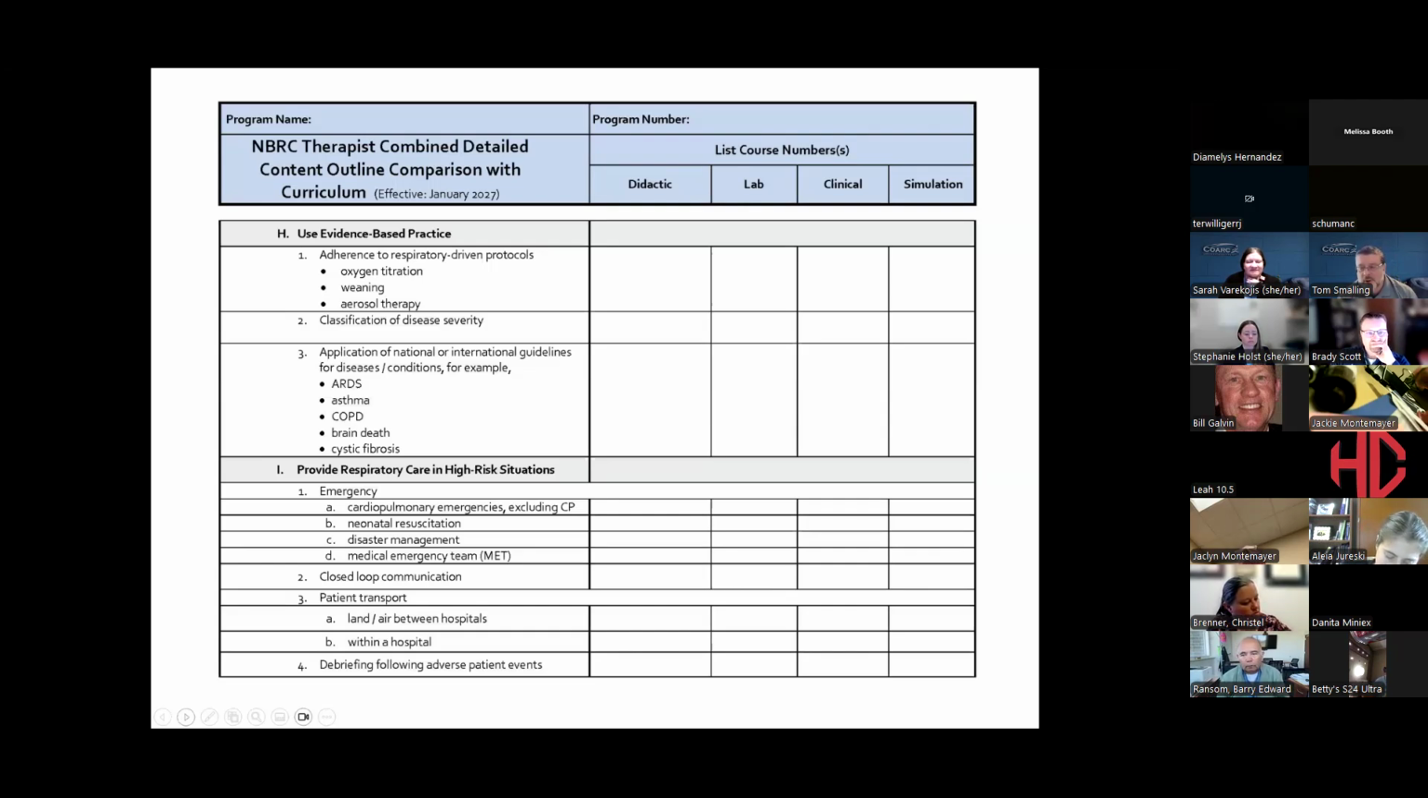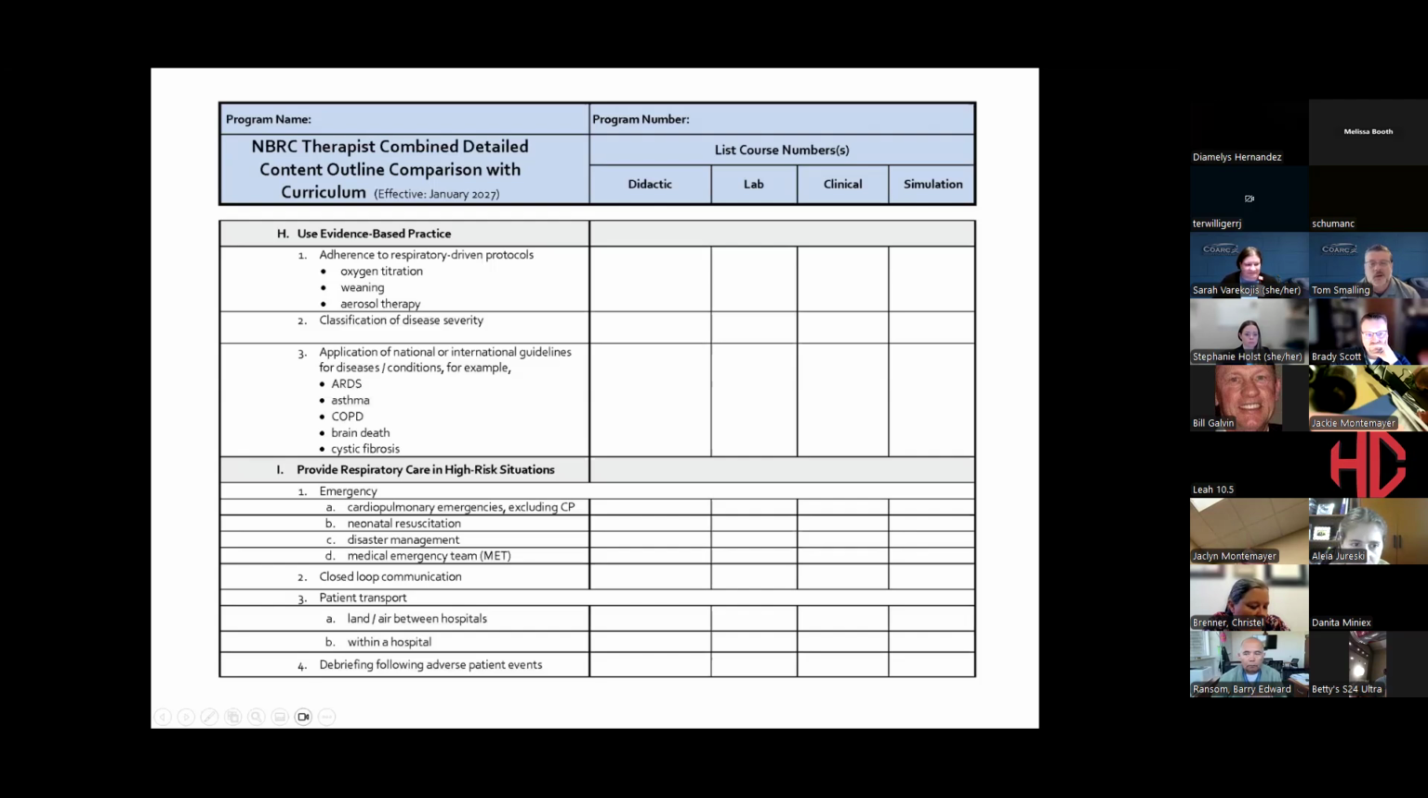My former program director did this years ago. It was not simulation, I will tell you, but he broke out the course. It wasn't one course program number. He listed our didactic courses, the lab courses, and the clinicals, and he got a better picture. Not just where are you teaching this, but how are you teaching this? How are the students receiving this information? And that can go a much longer way into developing a better curriculum, a more integrated curriculum.